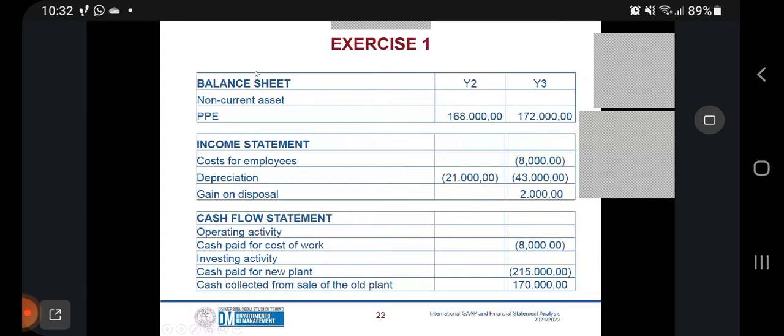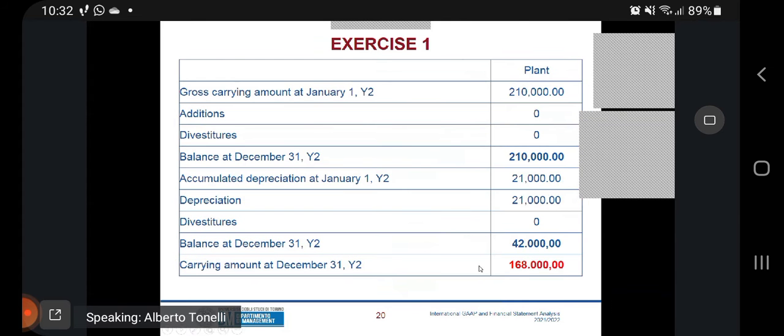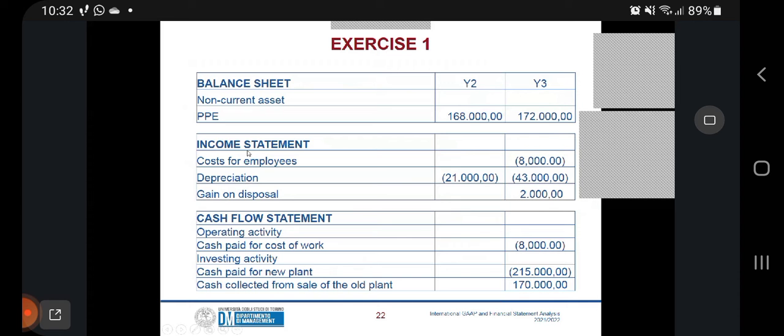Balance sheet, income statement, and cash flow statement. The goal of this exercise. Starting from the second year, the amount of the property, plant, equipment is equal to 168,000. Where do you get it? From here, from this table. Net carrying amount of the 31st December year 2. And then the depreciation for second year, 21,000.